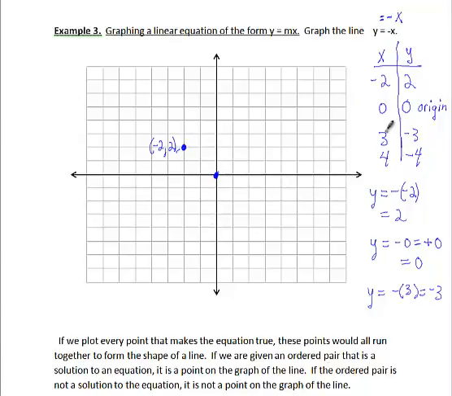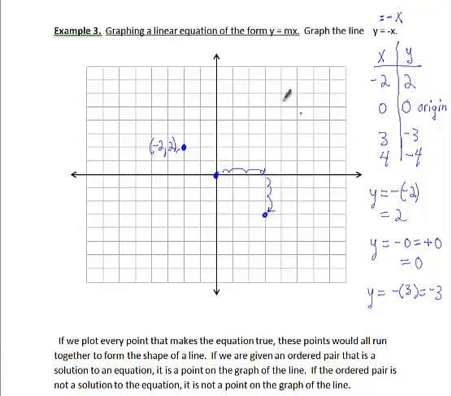And then I have the point 3, negative 3. So I start at the origin, and with x equal 3, I go 1, 2, 3 to the right, and then I go a negative 3, down 3 with respect to the y-axis. And I land right here. And so you can sort of see already that these points are just falling along in a straight line.